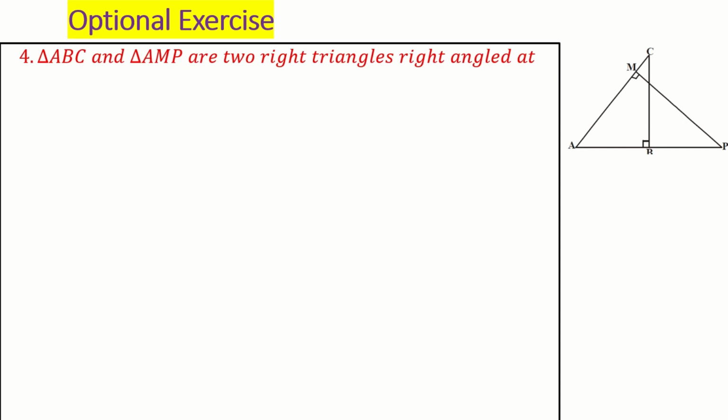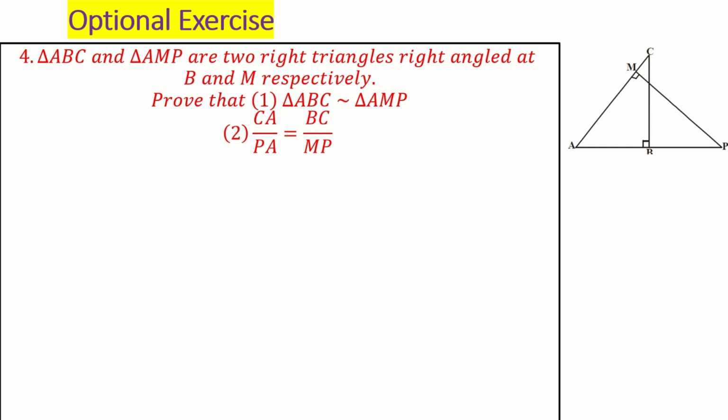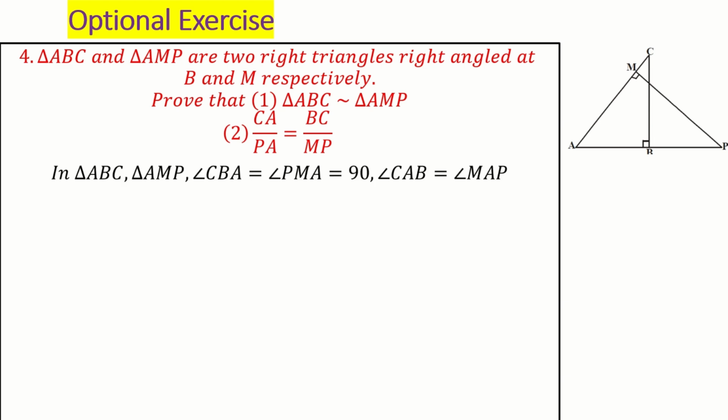Triangle ABC and triangle AMP are two right angle triangles, right angled at B and M respectively. Prove that these two are similar and CA by PA equals BC by MP. So if you see, ABC is here, AMP is here.